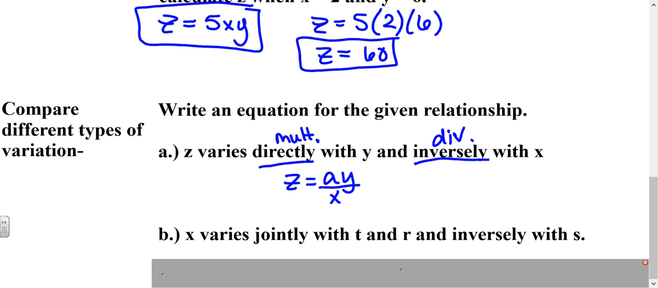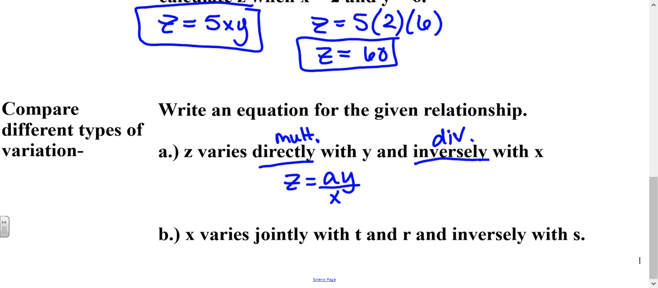Okay, b varies jointly with t and r, so we have 2. And remember, joint is a type of direct, so this would mean I'm going to multiply. And inversely means I'm going to divide. So I have x equals, and I always have an a in my equation because I have to have a constant. And then it varies jointly with t and r, so I'm going to have those multiplied together. And inversely with s, so I'm going to be dividing by s. So this would be my answer.